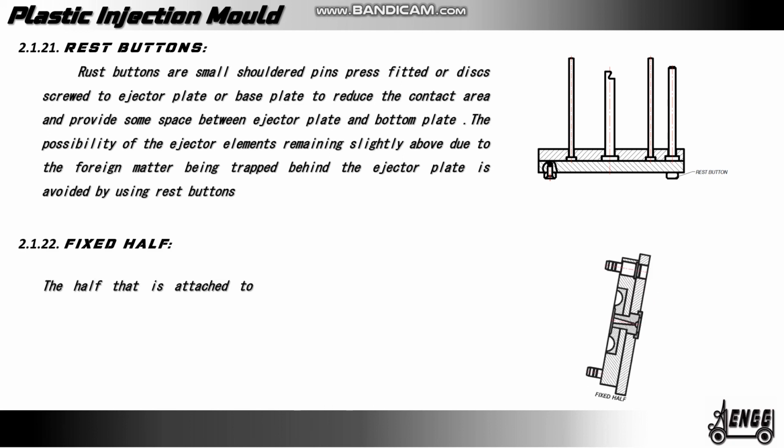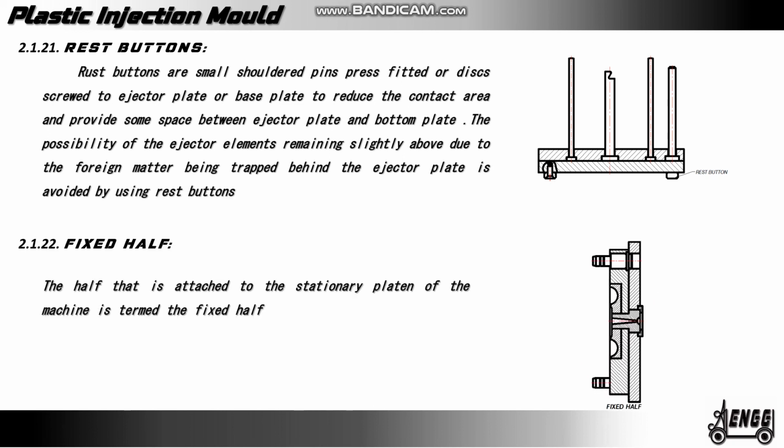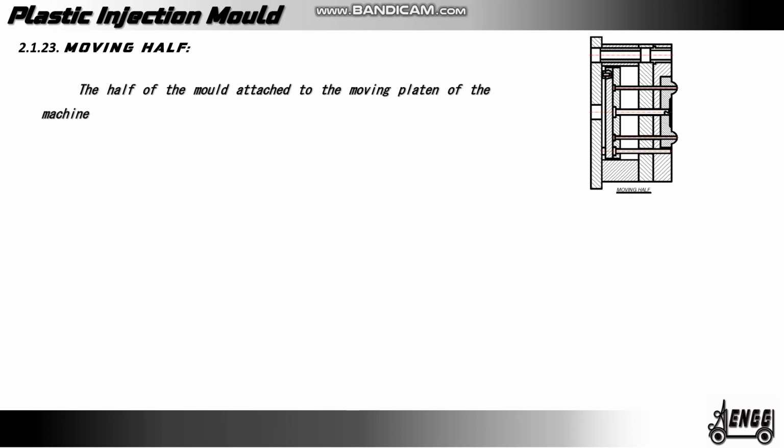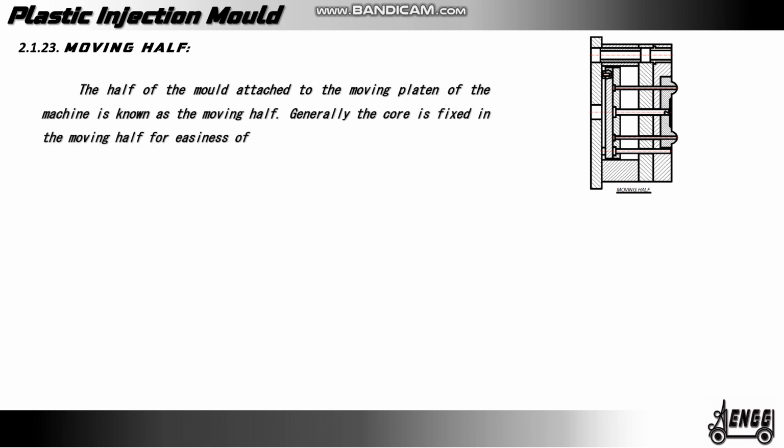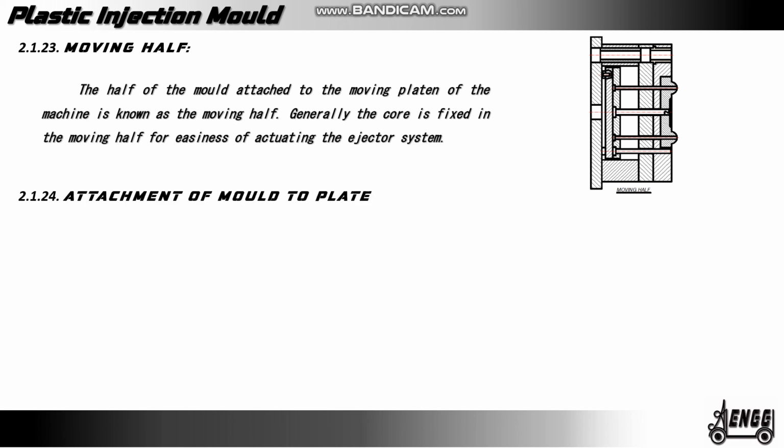The half that is attached to the stationary platen of the machine is termed as the fixed half. Generally, the cavity is fixed in the fixed half. Moving half. The half of the mold attached to the moving platen of the machine is known as the moving half. Generally, the core is fixed on the moving half for ease of actuating the ejector system. Attachment of mold to platen.